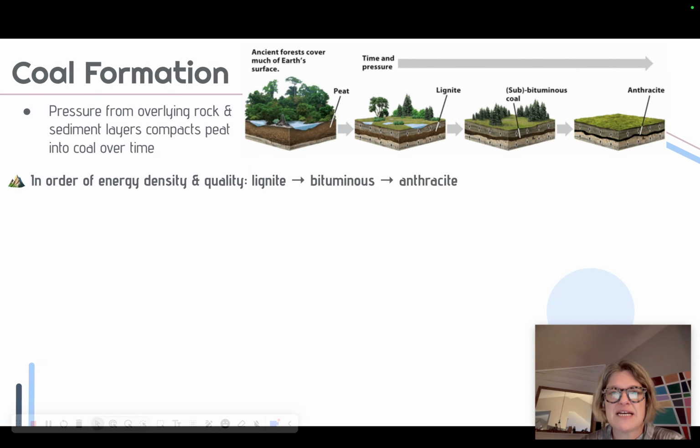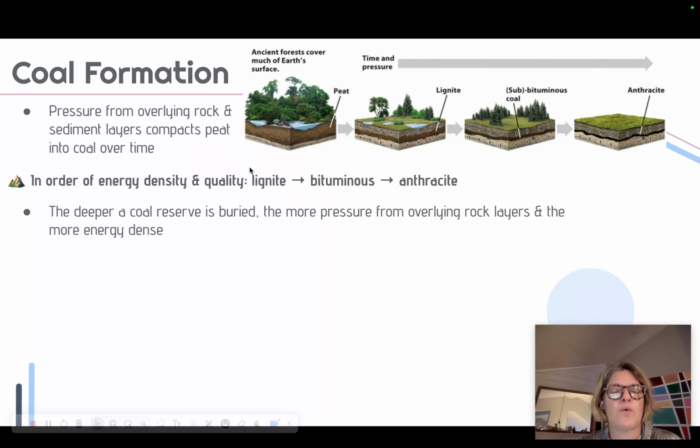Lignite would be the least dense, so we're getting the least amount of energy, and it's going to be the least quality. There's a lot of water that's still in lignite, and so it lets off a lot of gas, smoke, particulate matter, that sort of thing. So it creates the most air pollution. Okay, so least energy quality, most air pollution, not the best form of coal to use.